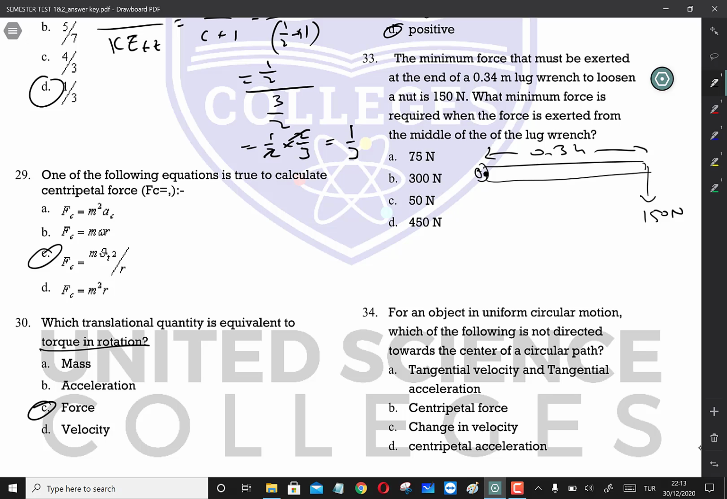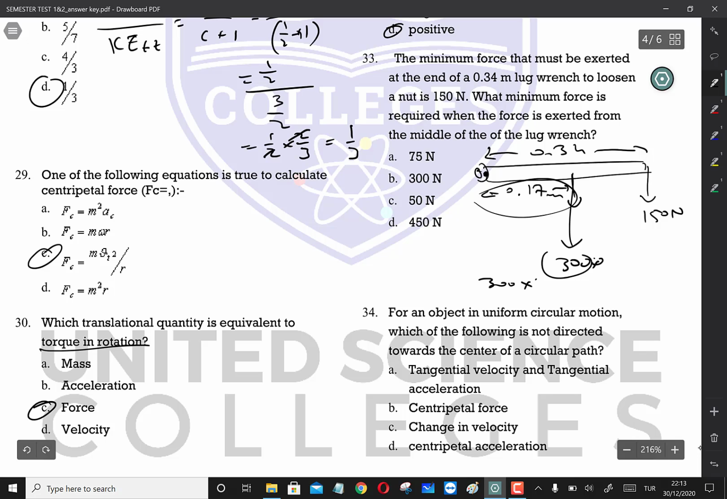But if you take the force to the middle, which is half of that distance, it becomes 0.17 meters. So the force must double to produce the same amount of torque, which must be 300 Newton, because 300 multiplied by 0.17 is equal to 150 multiplied by 0.34, which is the minimum torque to start rotation.